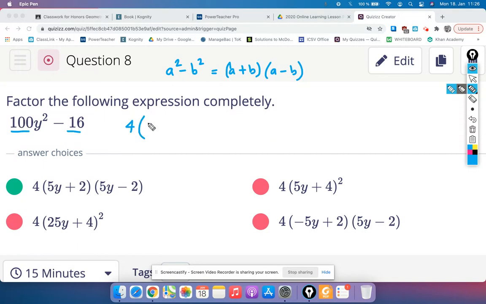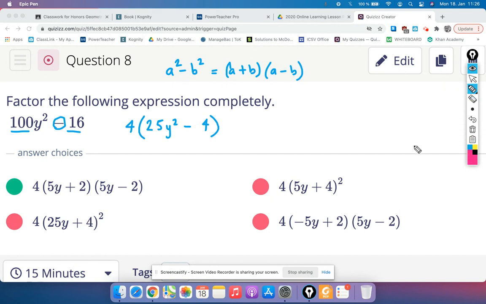4 goes into 100 25 times. So we factor out 4 and get 25y squared. And then we factor out a 4 here. Essentially, factoring is like dividing. It's undoing multiplication. So 100 divided by 4 is 25, and 16 divided by 4 is 4. But not plus here, because we have a minus. Okay, so now we've factored out the 4. Essentially, we've just divided everything by 4.